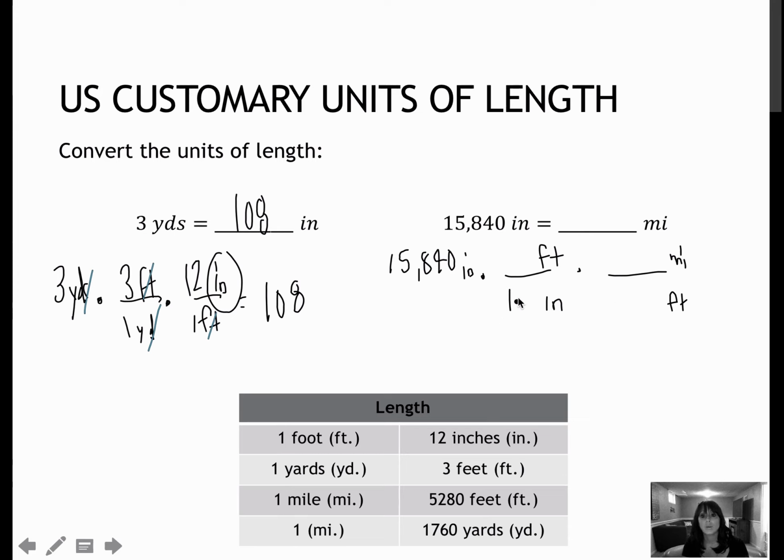So I know that there's 12 inches in 1 foot, and there's 1 mile per 5,280 feet. And so then I will just, in this case, I'm going to be doing a lot of dividing. So 15,840 times 1 divided by 12. When I multiply or divide those, I get 1,320. Then I multiply by 1, divide by 5,280 feet, and as a decimal, I get 0.25, so a quarter of a mile. So if we had 15,840 inches, we have a quarter of a mile.